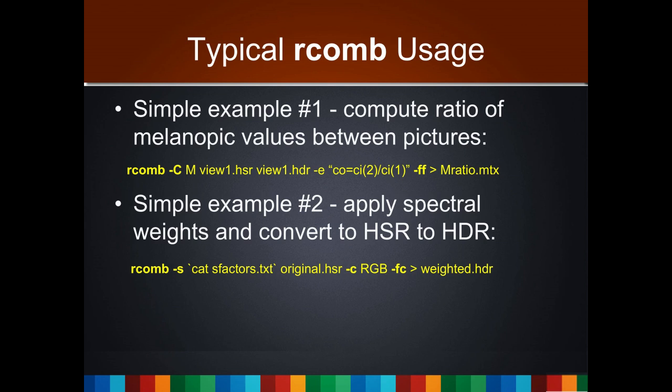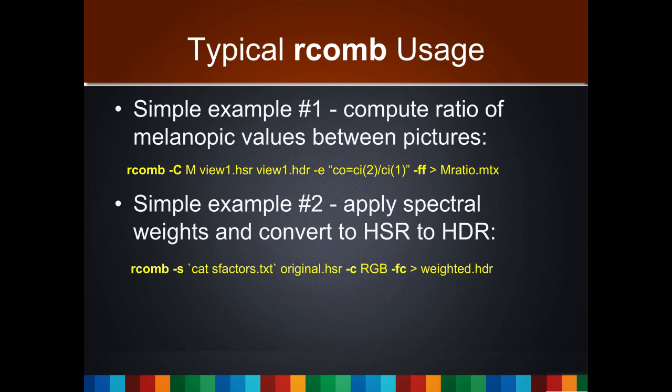So typical usage for RComb, a very simple example. If we want melanopic output for the ratio of 2 matrices, we say RComb, convert everything to melanopic luminance. Here's an HSR picture, so however many spectra are in there, reduce it to single channel melanopic. Here's an RGB picture, an HDR image, to convert that to melanopic also.